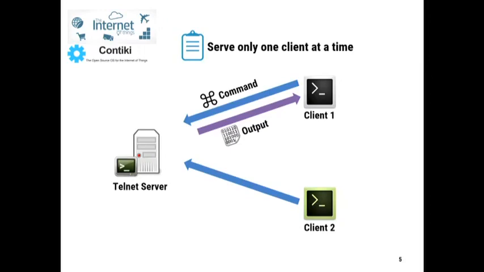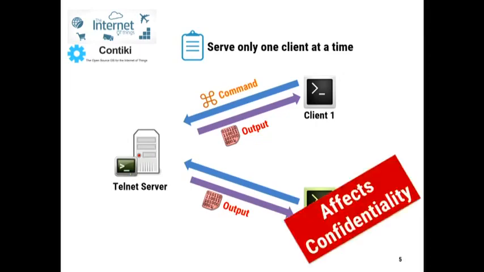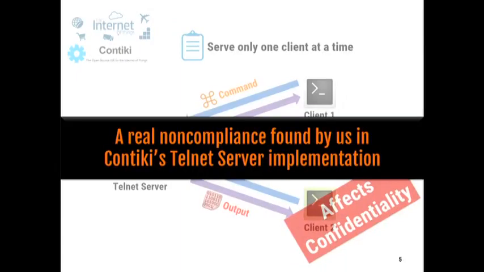Now, in this situation, consider that client one sends some new commands to the server. The server was supposed to send back the output to client one. But in reality, it sends back the output to both clients, even if client two did not send the command. Thus, it shows how it affects the confidentiality of the protocol. This is an example of a real non-compliance that we found in the Contiki Telnet server implementation. And this shows that implementations need to be checked for compliance with these specifications prior to deployment.